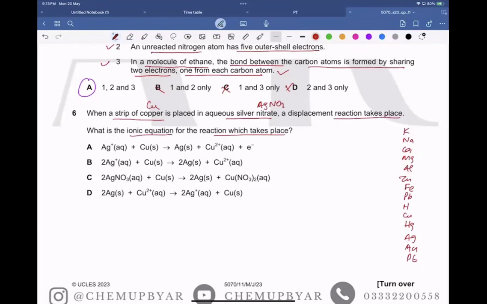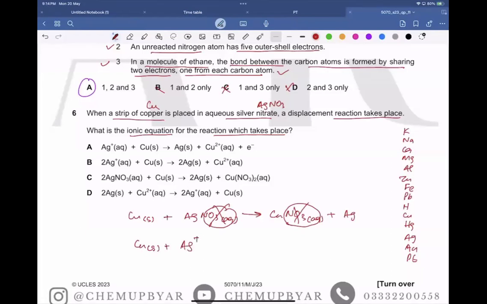Okay, so copper solid reacts with silver nitrate, AgNO3 aqueous, right? Copper nitrate is formed, and silver. So if you see, this is the spectator ion. When I remove this ion, I am left with the copper metal reacting with the silver ion.